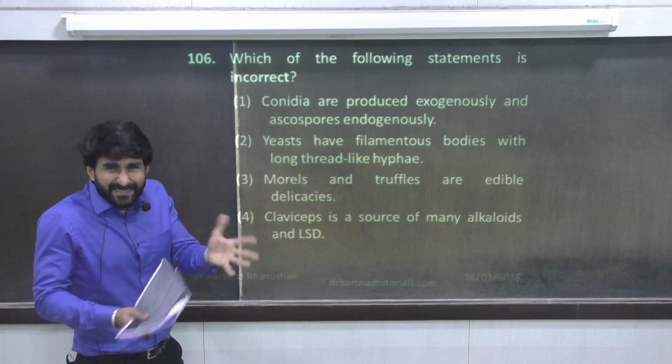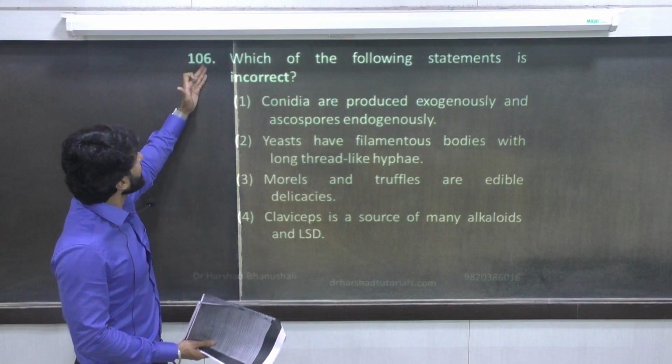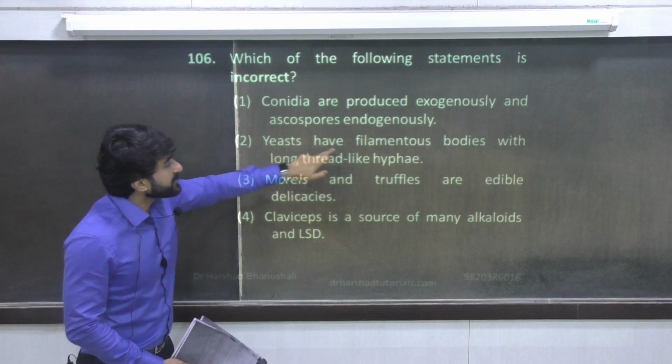It's a very, very easy question according to me because they said yeasts are filamentous bodies, and we all know yeasts are unicellular fungi. So I don't have to elaborate on this. For 106, the statement which is incorrect is statement number 2, because yeasts are not filamentous, they are unicellular. These are pretty straightforward NCERT facts.